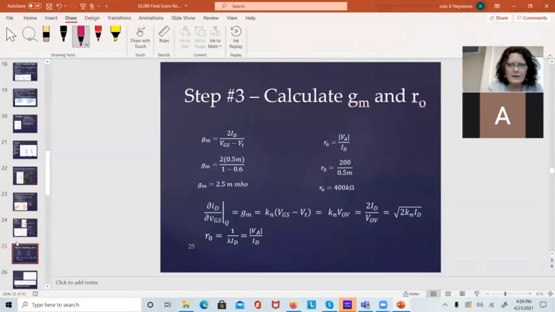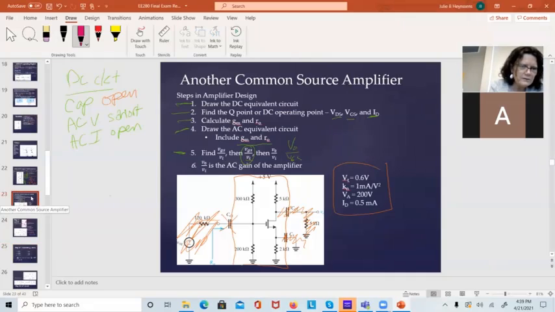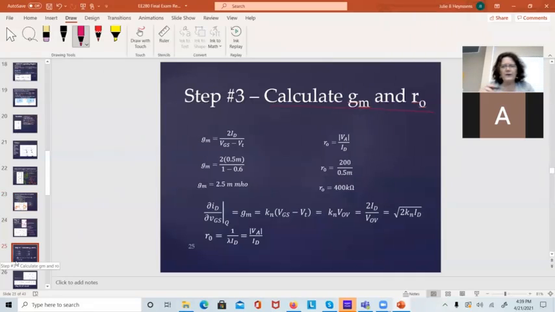And then the next step was to calculate GM and RO. Well, I go and I look at what I have. I was given KN, but anyways, I can use any version of that equation that I have information for. There are 4 different versions. The one I used right here is 2ID over V over voltage, and V over voltage is VGS minus VT. So I plug in what I have, and I get 2.5 millimhos.